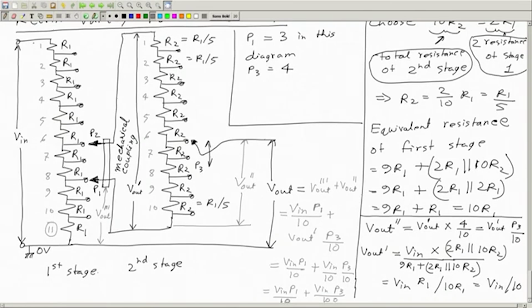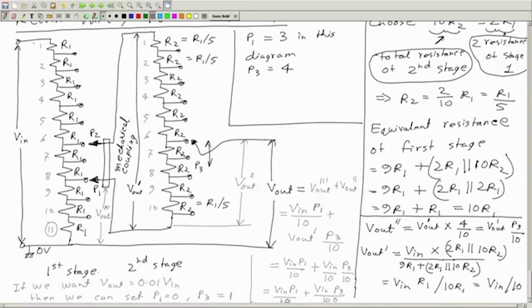So that's so nice. The output depends on the lower pointer. This is important. P1 and P3 are not important in the final result. Now if we want Vout equals 0.01 Vin, then we can set P1 equal to 0 and P3 equal to 1. If we set P1 equal to 0, this term goes away, and P3 equal to 1 means it will be Vin by 100. So we will have the desired output.